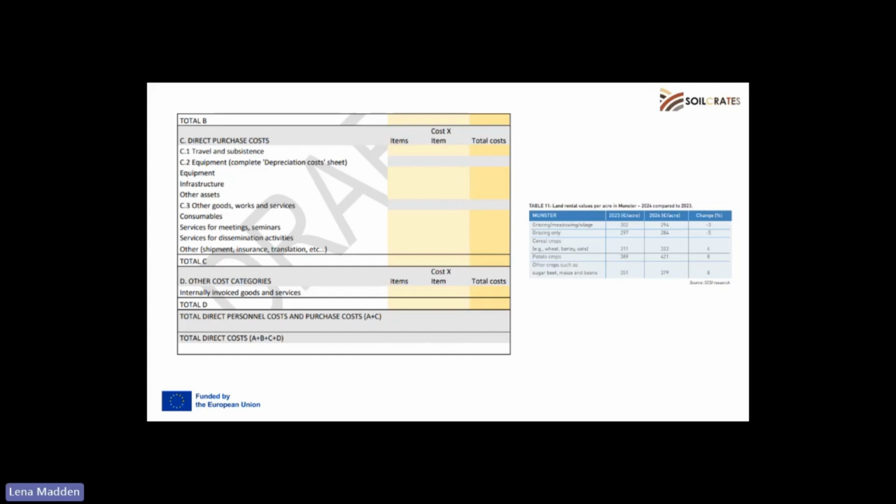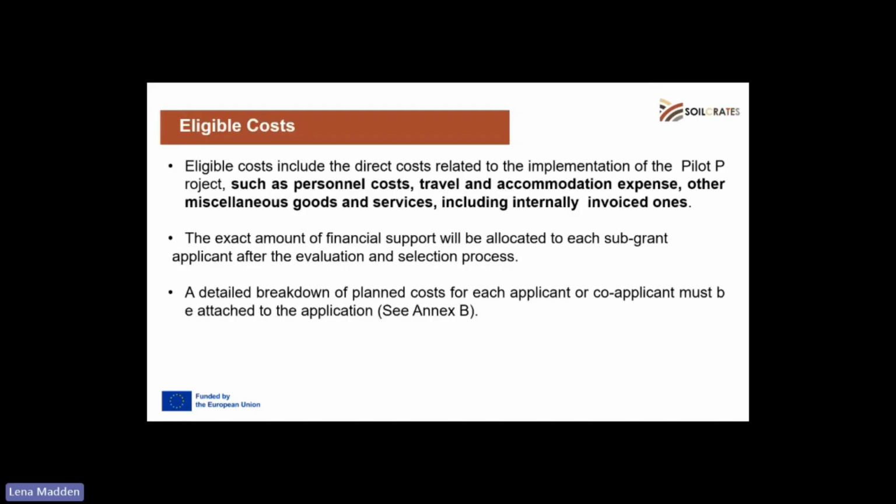So these are from the report from DAFM for 2003 and 4, but coming 2006, we're probably going to have some data for 2005. So what is eligible cost? As I said, personnel, travel and accommodation if you're going somewhere, goods and services, seeds, fertilizer, etc., including internally invoiced on the ones that you use from your own farm.